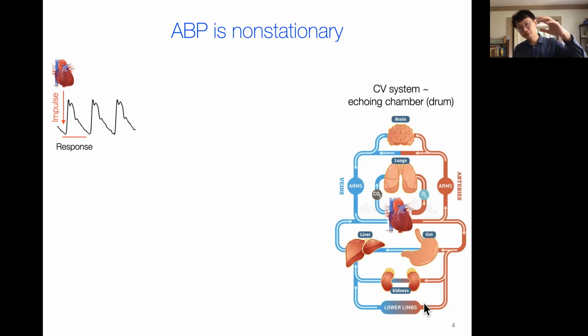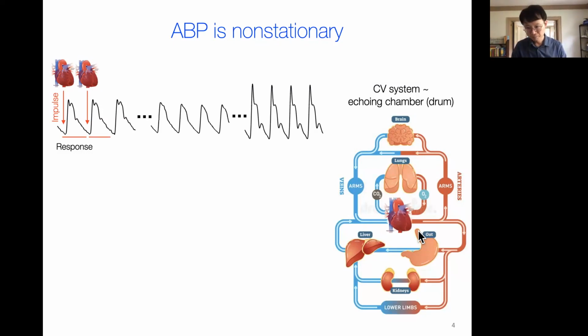So you can see your cardiovascular system, which you can view as a drum, or you can view as an echoing chamber. When your heart beats, it will squeeze a shock of blood into your cardiovascular system, and your cardiovascular system will react to that shock. So you see some response, sometimes called the impulse response. Your heart will beat periodically. Each time it beats, it will send an impulse to the cardiovascular system, and you get an impulse response, and you continue to do it.